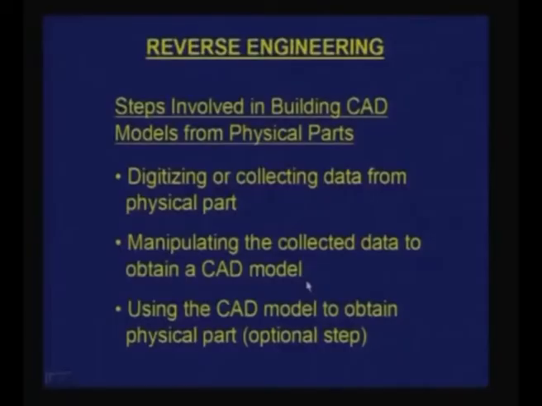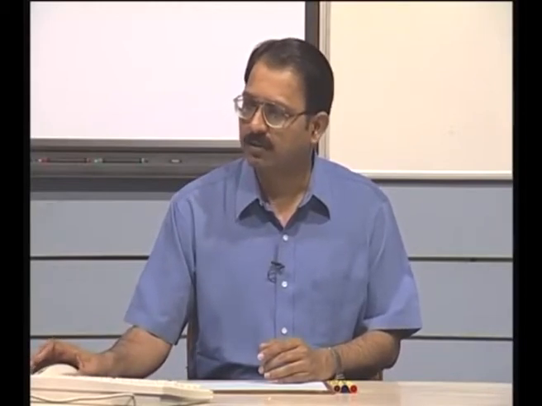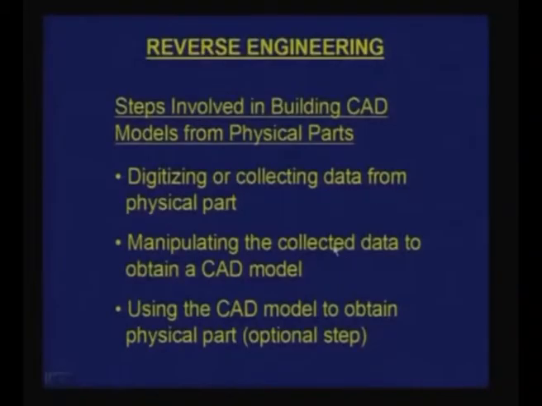And then once I have built a CAD model from physical parts, you may not stop there in a reverse engineering situation. The CAD model which has been built will be used subsequently for further manufacturing, maybe by one of the other processes. So this is an optional step. So this is basically a 3-step process which is building a CAD model from physical parts.